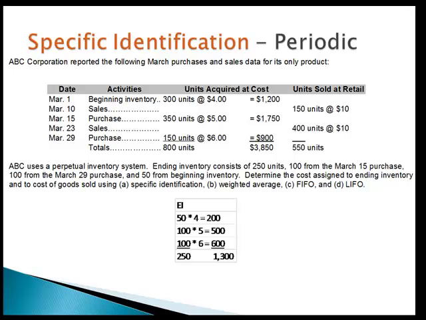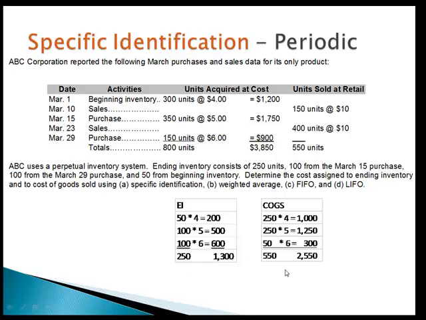We could go ahead and compute ending inventory. It would be the same. Cost of goods sold would be the same. They're telling us ending inventory consists of 250 units. 100 of those are from the March 15th purchase: 100 units at $5. 100 are from the 29th, 100 at $6, and 50 are from the beginning inventory, so 50 at $4. Okay, so ending inventory would be 1,300.